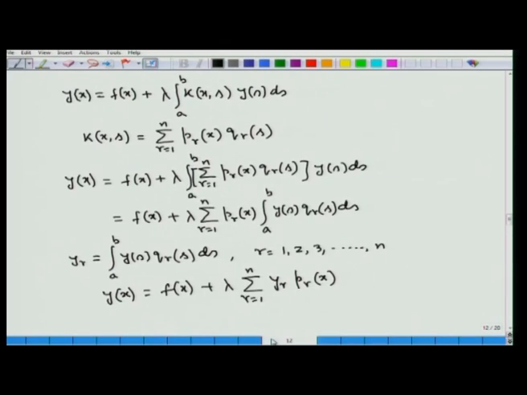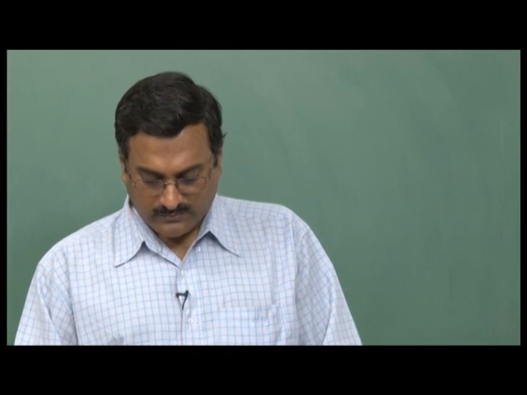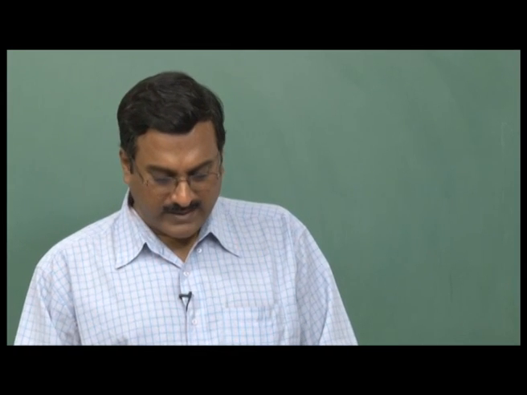And once we are able to find the unique solutions y_1, y_2, y_3 up to y_n, then the expression y(x) equal to f(x) plus lambda sigma r running from 1 to n of y_r p_r(x) is uniquely determined, and this is nothing but the solution of the given Fredholm integral equation. So, now we consider one example.